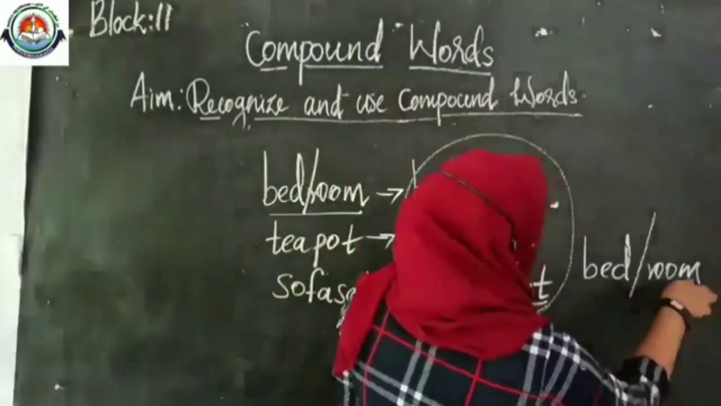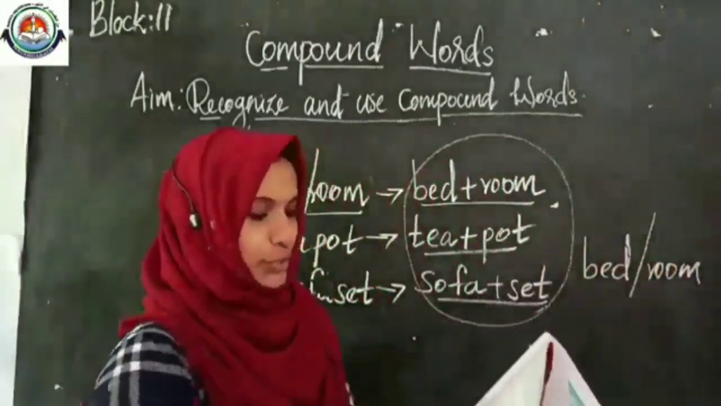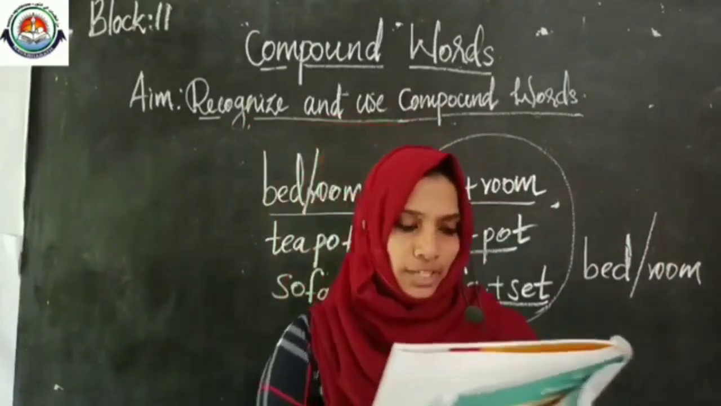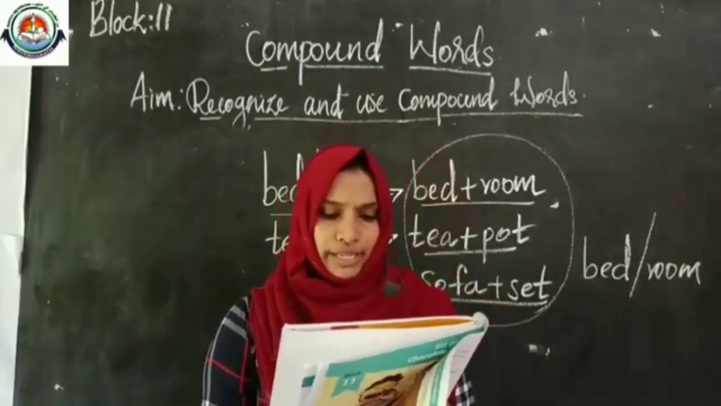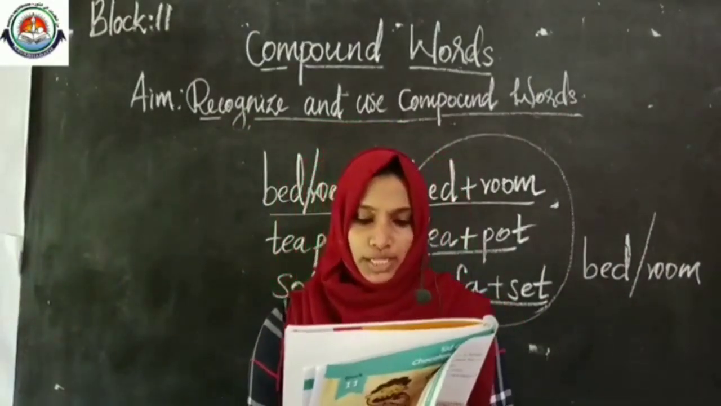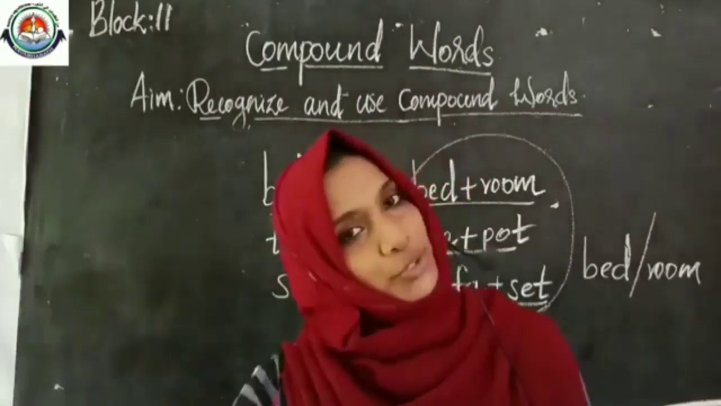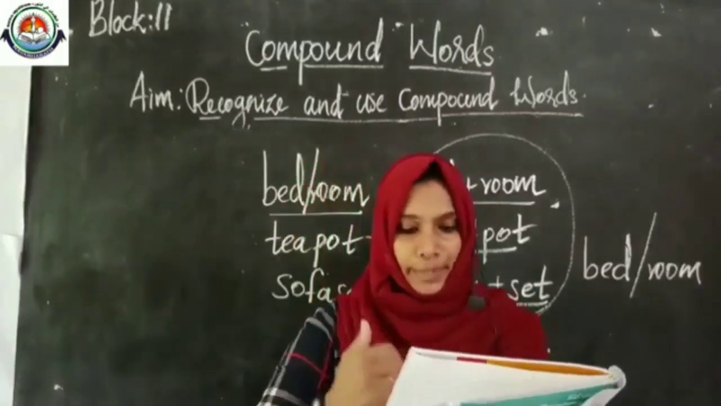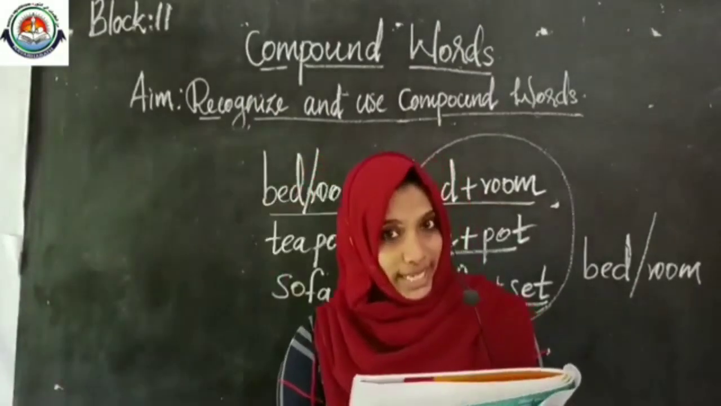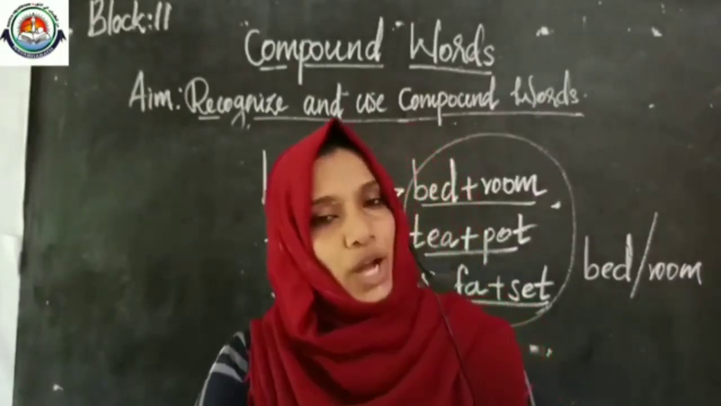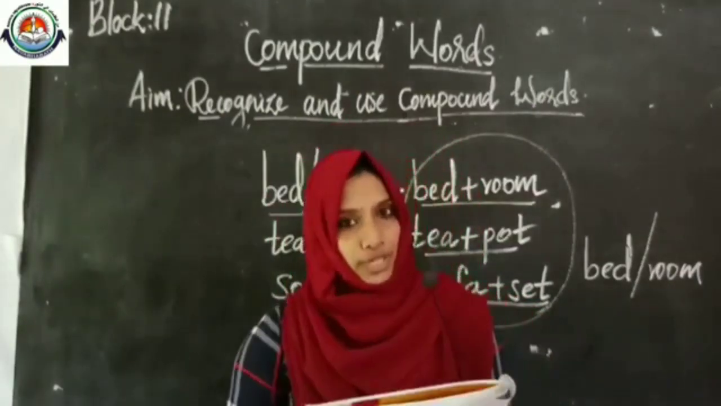After a slash, then room. So like this way, you can divide these given 2 compound words. And question number 7, think of at least 2 more compound words and make sentences. Here you have to find out 2 more compound words and make sentences with that word. So dears, here the answers of 5 and 6, you have to do in this textbook itself.